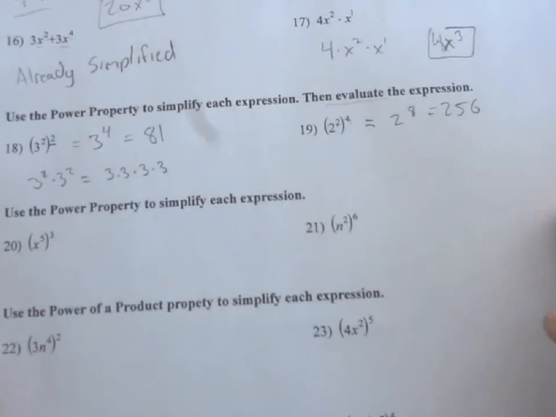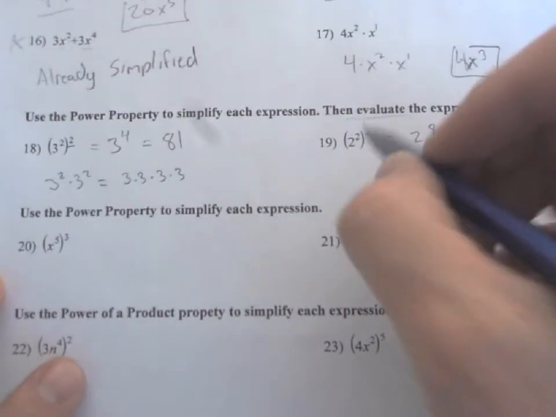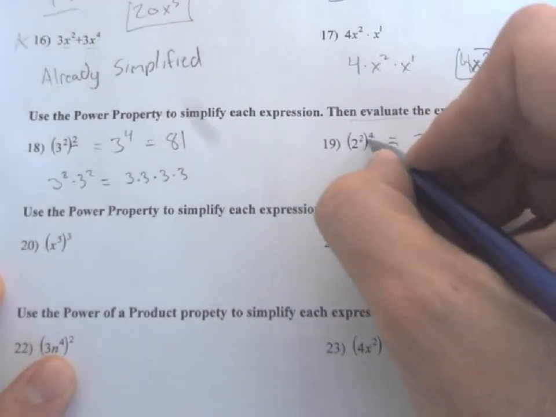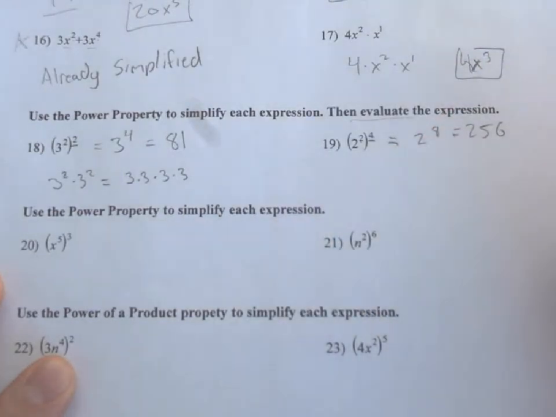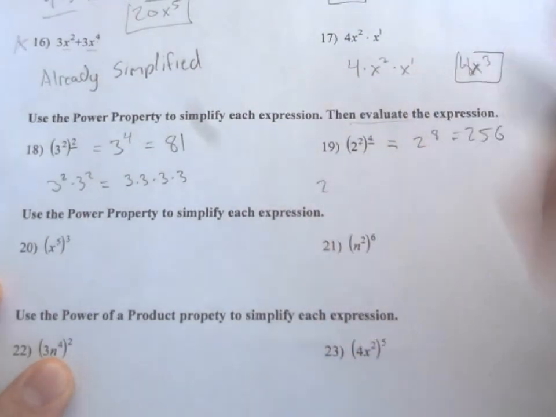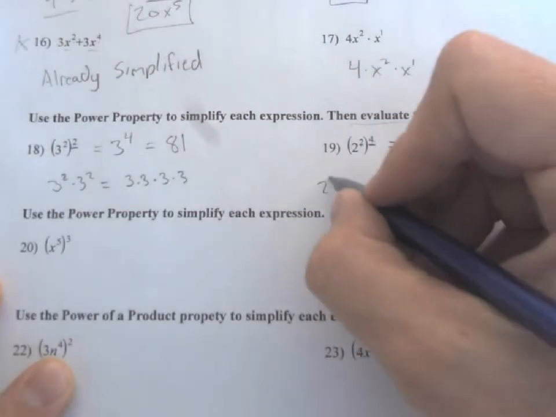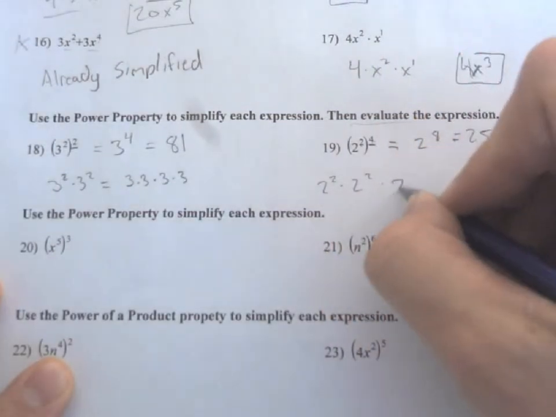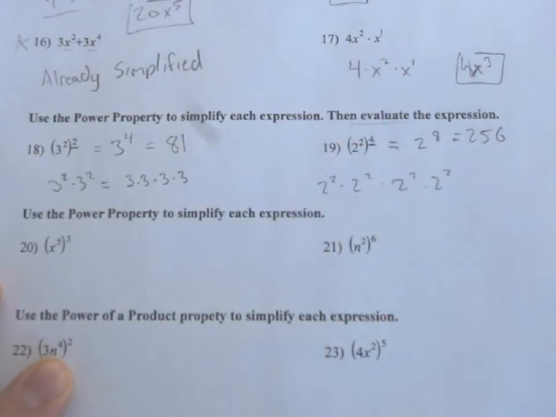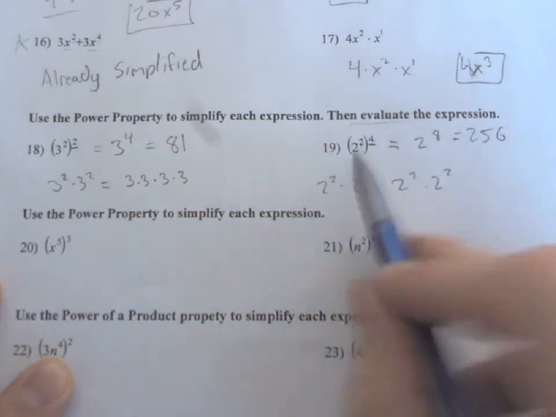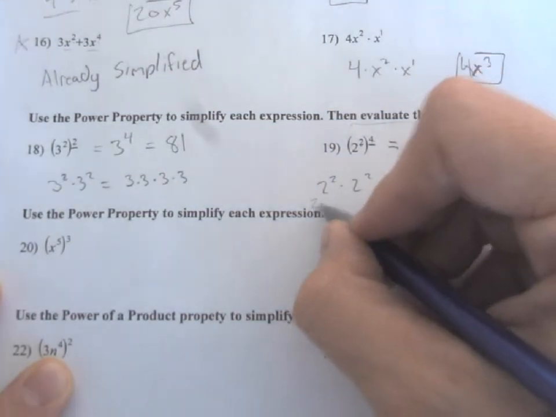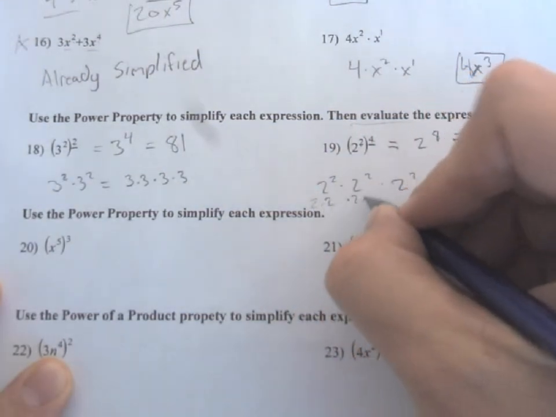Now again, not asked for in this problem, but let's just expand so you can see what's happening here. This 4 means 4 copies. So I have 4 copies of whatever is inside the parentheses. 4 copies of 2 squared. But each of those is 2 copies of 2.